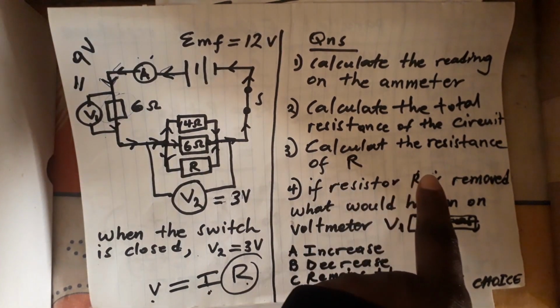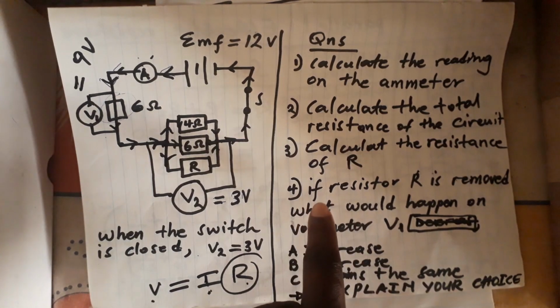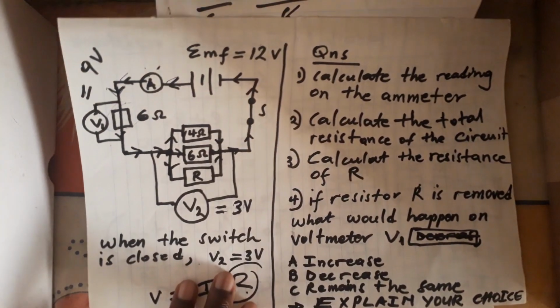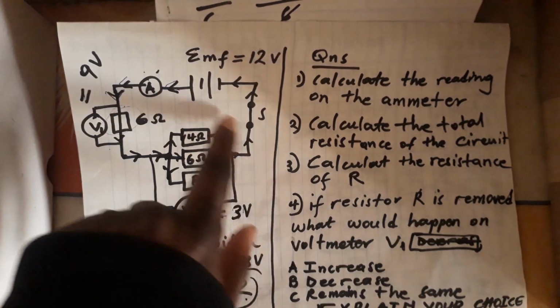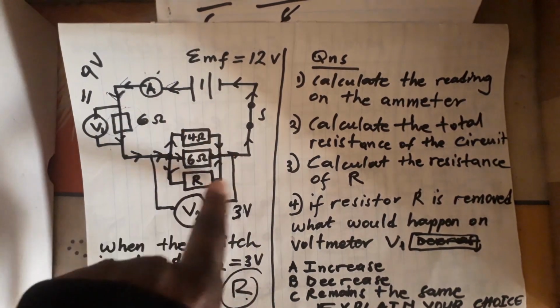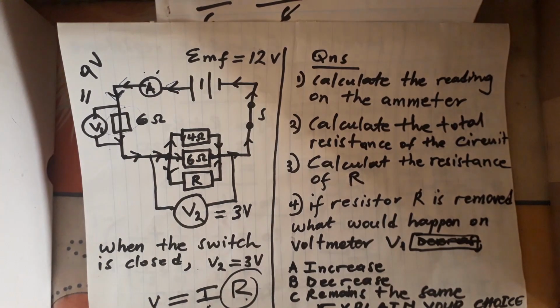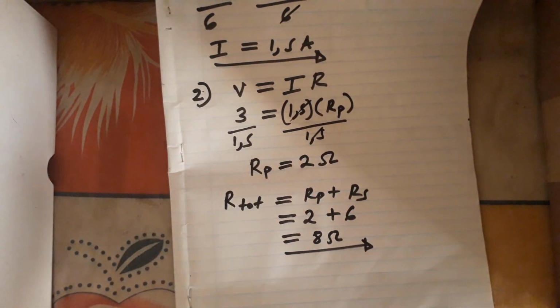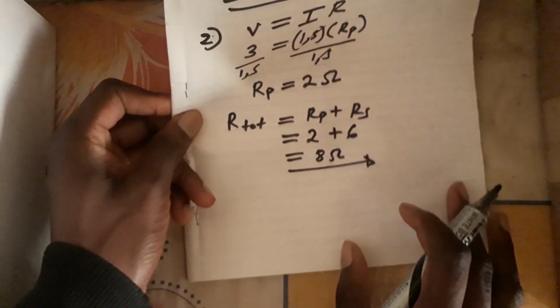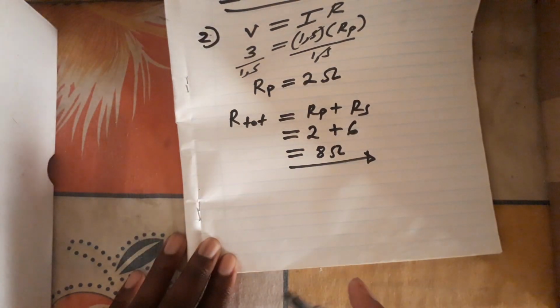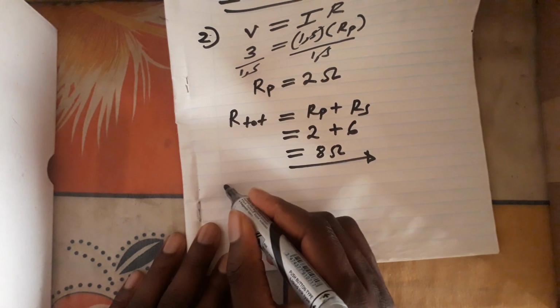calculate the resistance of resistor R. Resistor R, which is this one. We already have the total resistance of the parallel section, which is 2 ohms. So it's gonna be easy for us to get the resistance of resistor R. How do we calculate a resistance in parallel section? We say Rp, this is question 3.